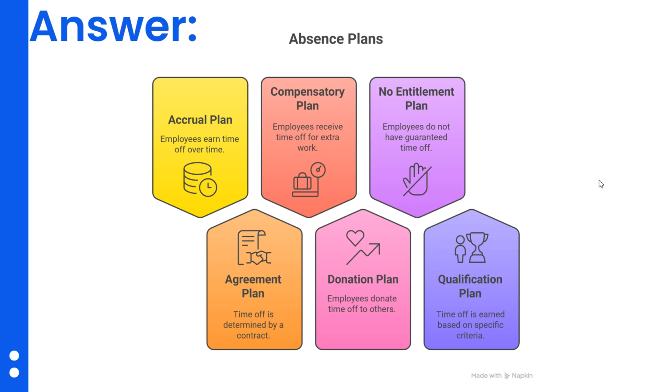So there should be some eligibility criteria to apply for this qualification plan. Something like maternity, paternity, or illness, injury, or anything. Okay, all these things are covered under the qualification plan. So in total, there are six absence plans available in Oracle HCM Cloud applications, and this is one of the important interview questions.